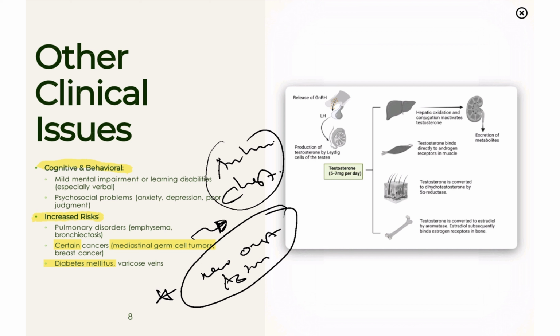So this chart literally shows the production of endogenous testosterone. Males produce 5 to 7 milligrams of testosterone a day, and it has effects in the liver, in the muscle, skin, and bones. Effects in the bone are mainly regulated by estradiol, and effects in the skin mainly by dihydrotestosterone, which is produced after the conversion of testosterone to DHT by 5-alpha reductase. And then testosterone is also important for muscle growth.